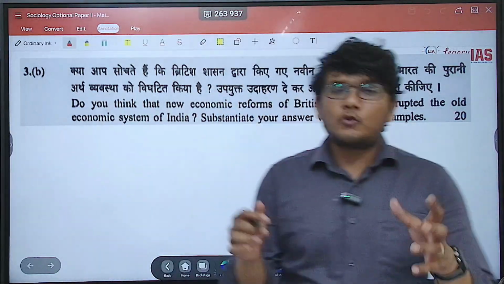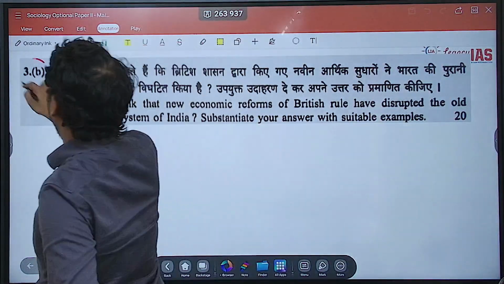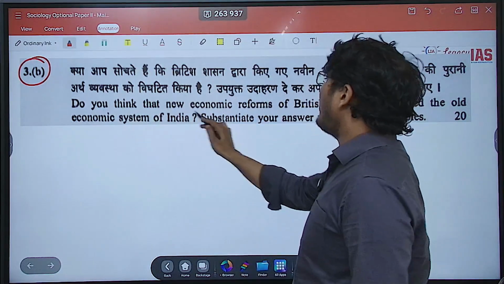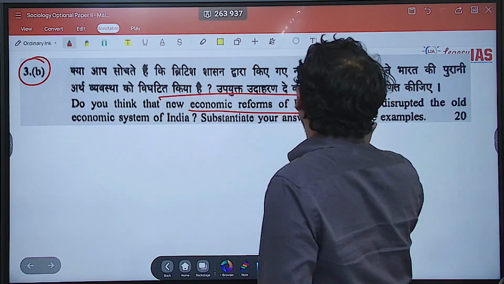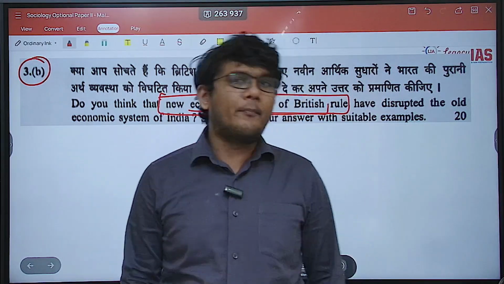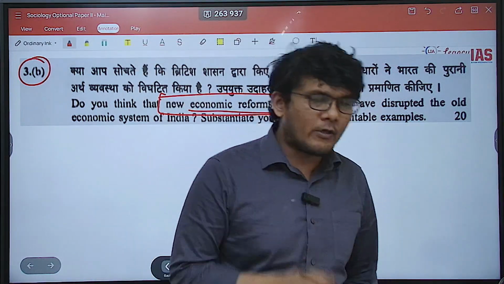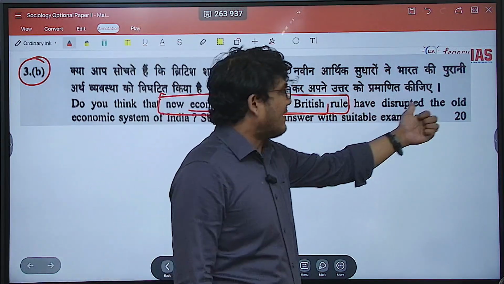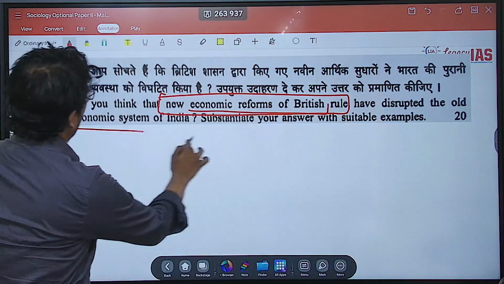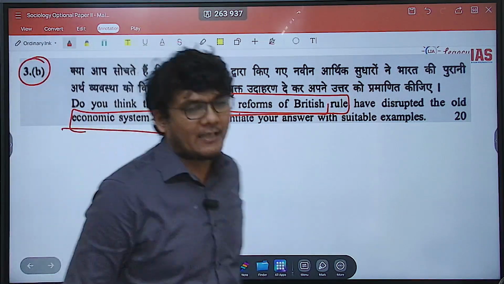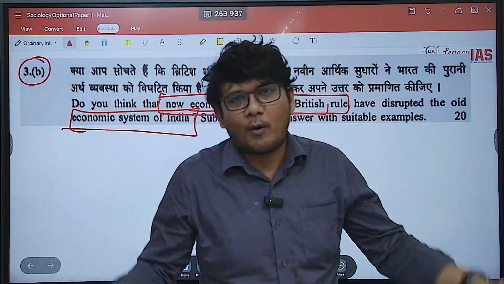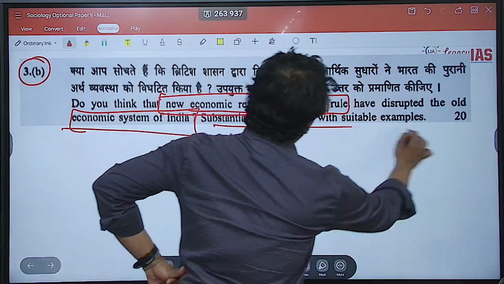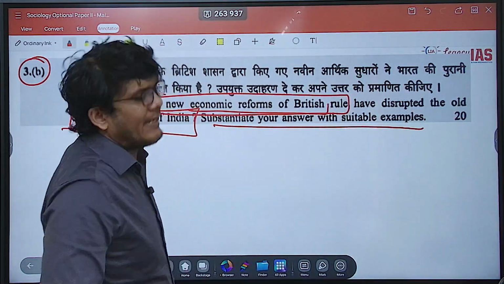So let's move on to the next question, that is 3B. Now here the question says, do you think that the new economic reforms of the British rule, so we are talking about now the British rule and the new economic reforms that they brought in, do you think that they have disrupted the old economic systems of India? So yes, we will probably agree to it, but let's look at what the question further says. Substantiate your answer with suitable examples.